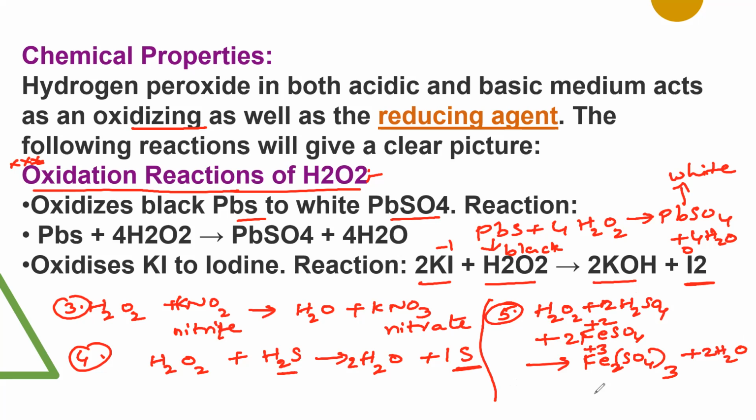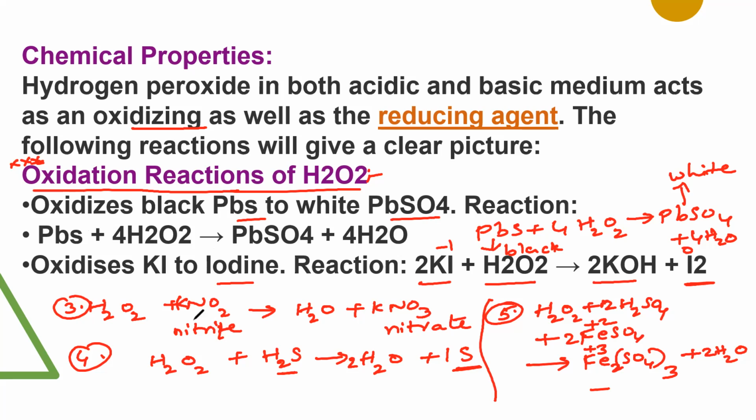So this is called oxidizing properties of hydrogen peroxide. Hydrogen peroxide oxidizes black lead sulfide to white lead sulfate. It oxidizes hydrogen sulfide, and oxidizes potassium iodide to iodine.